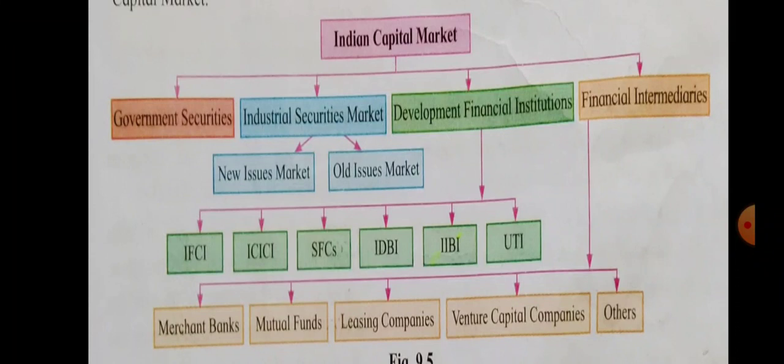Now third component of Indian capital market is development financial institution. It is divided into IFCI, ICICI, SFCs, IDBI, IIBI, and UTI. What do you understand by development financial institution? What is the prime objective of development financial institution? Economic development of the country.